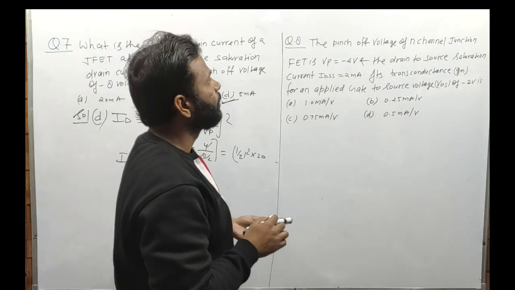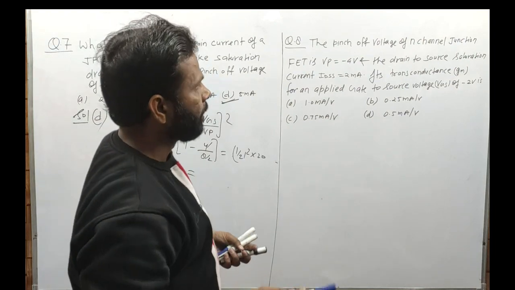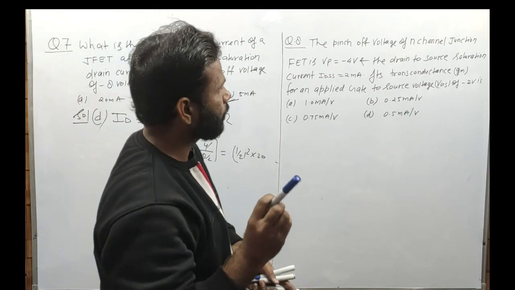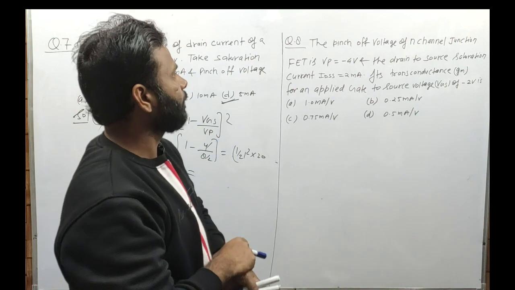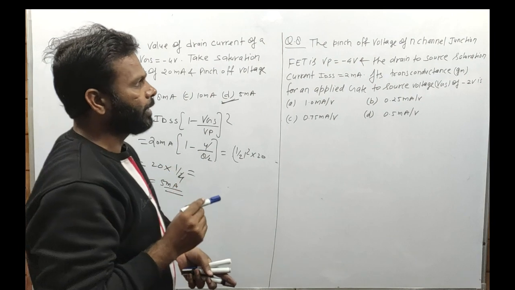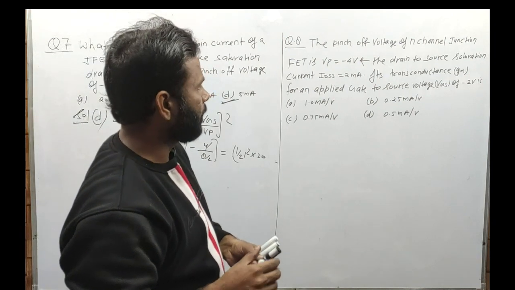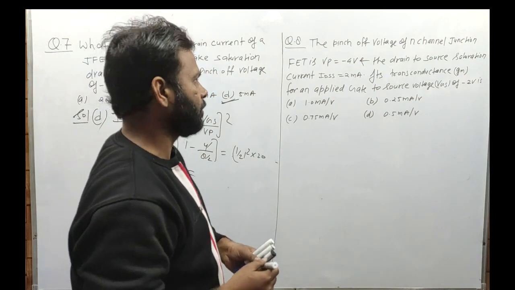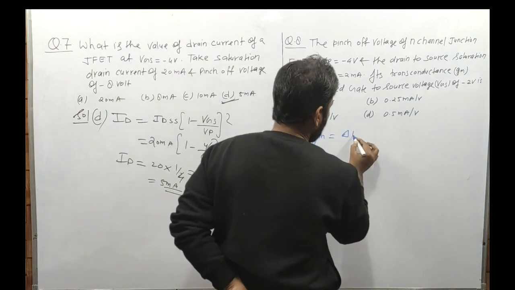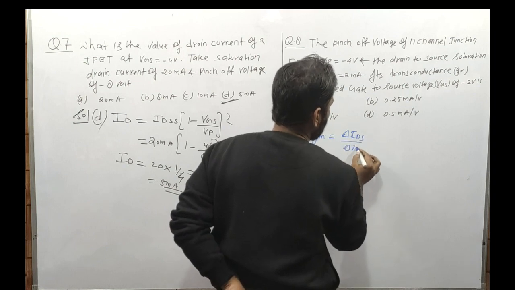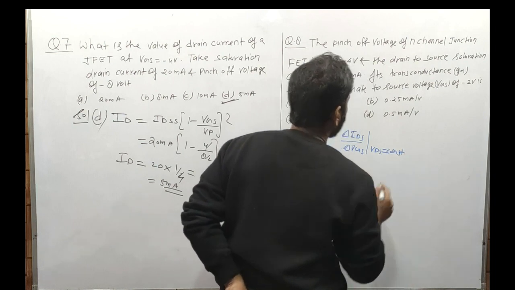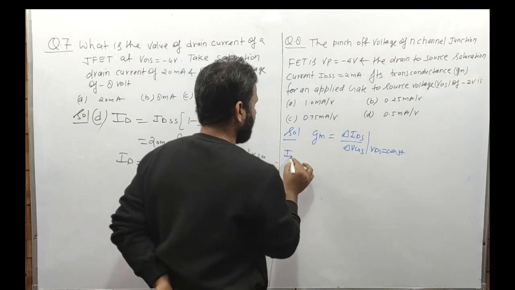Now let's see the 8th question. The pinch-off voltage of an N channel junction FET is VP, that is minus 4 volt. The drain to source saturation current IDSS is 2 milliampere. Its transconductance for an applied gate to source voltage of minus 2 volt is. Okay. So the definition of transconductance is gm equals delta IDS upon delta VGS at VDS constant. So what is the simplest thing to do? First let's solve for IDS.